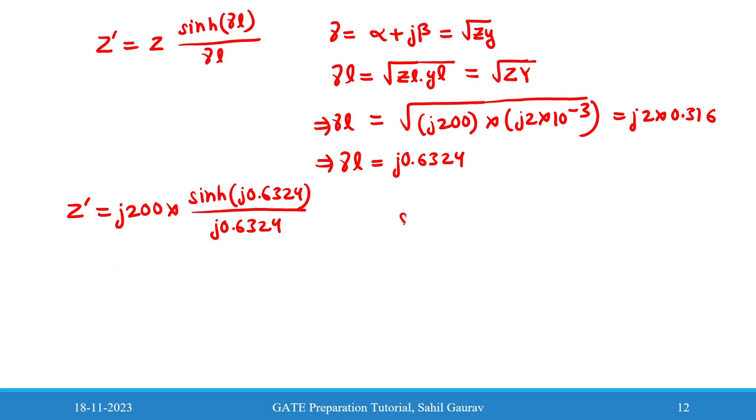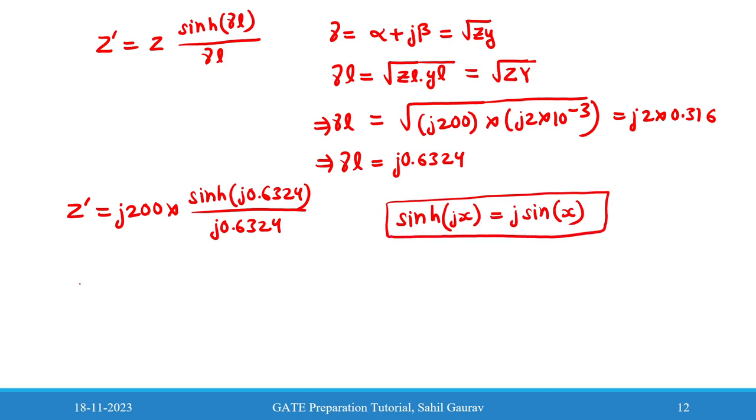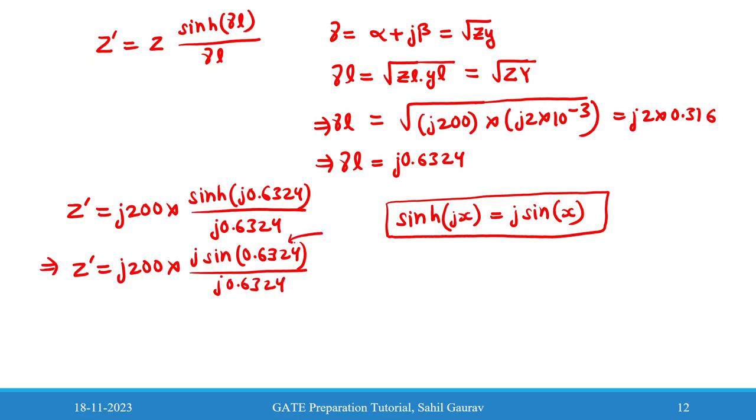We also know that sinh of jx, if jx comes, then j will come outside as j sin x. So we use this relation here. So j will come outside of this hyperbolic sine function to make it a simple sine function. So this Z dash will be j 200 into j sin(0.6324) divided by j 0.6324. This sine value is in radian, so when you are putting it in the calculator, just be aware of this. It is not in degree, so you have to convert your calculator to radian mode.